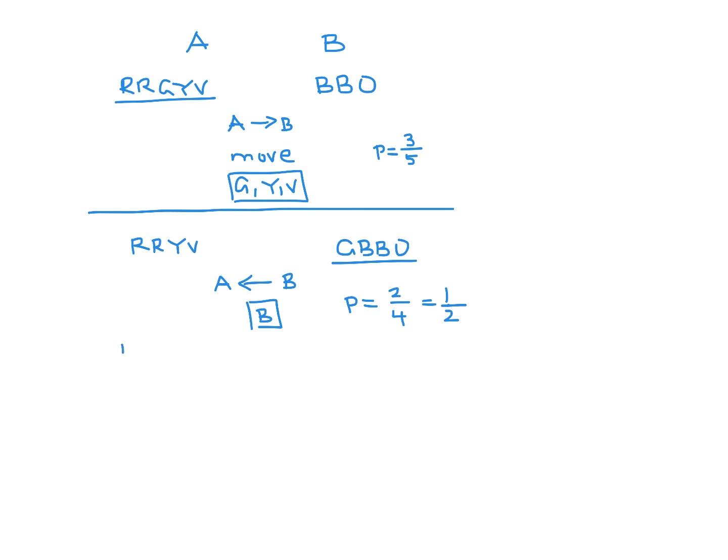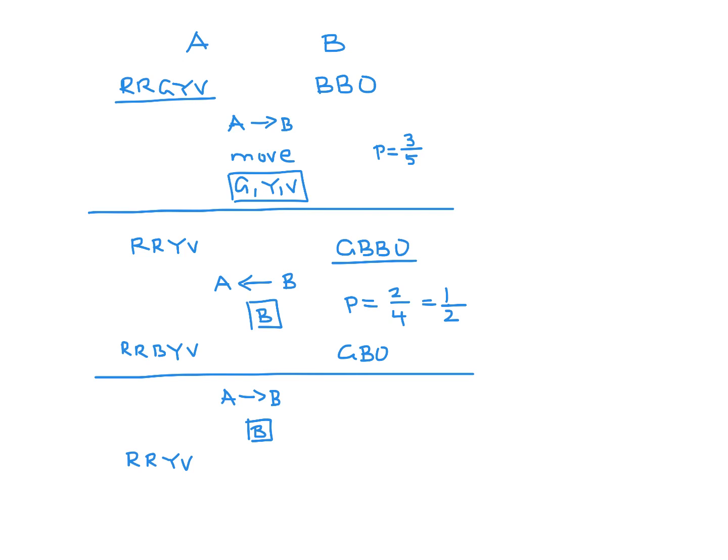Now we have an RRBYV, and here we have a G, a B, and an O, if I'm not mistaken. And now we have the final move, which is A going to B, and for this to work, he now has to move back to B. So he gets RRYV, and Becca gets GBBO. The probability of taking a B from here is 1 out of 5.